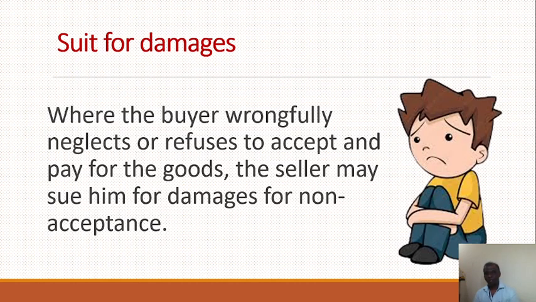The second one is suit for damages. Due to this sale, if the seller has suffered any losses, the seller has the right to recover damages from the buyer.